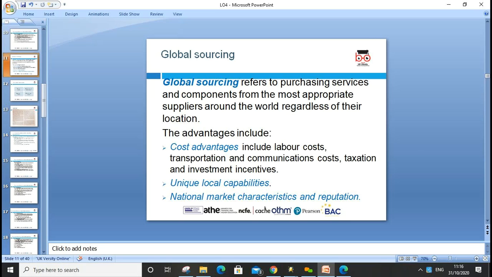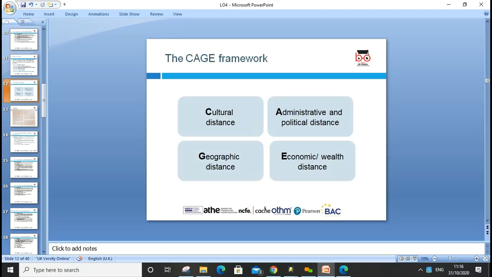Global sourcing: we need to look around when we decide on international trade. Components come from the most appropriate supplier around the world, regardless of location. Cost advantage can come from unique location, capabilities, the ability to do something, and the national market characteristics and reputation.